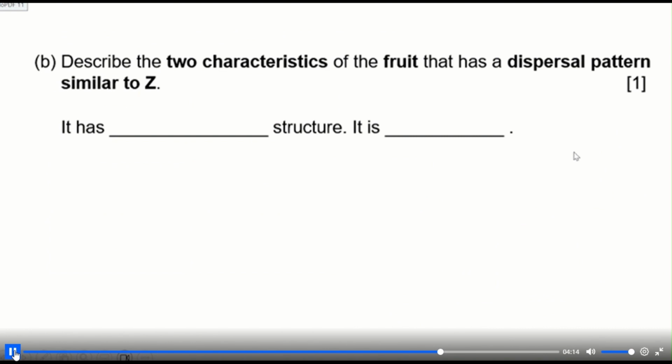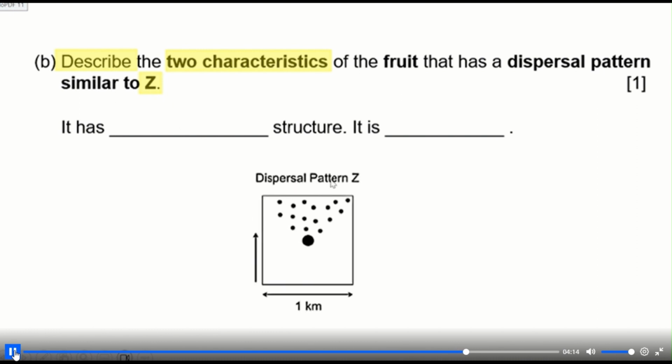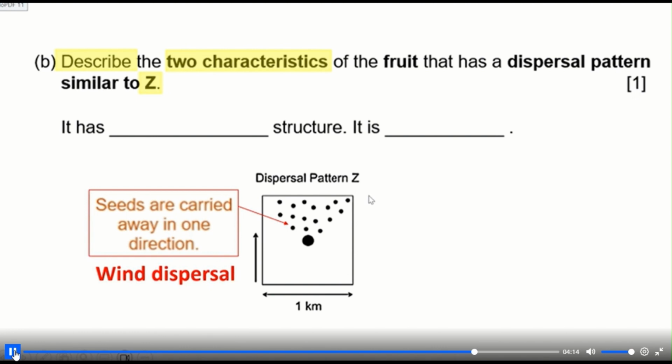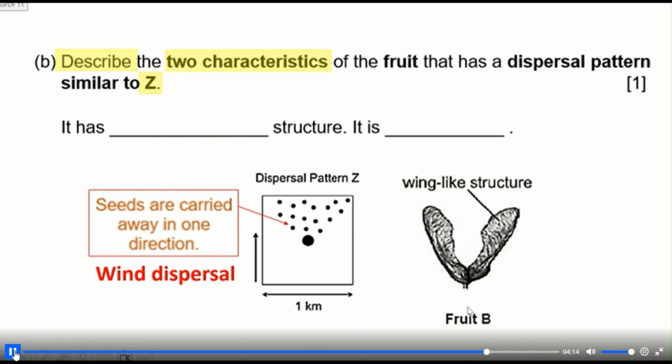And for part B, they want us to describe two characteristics, two features of the fruit that has the dispersal pattern similar to dispersal pattern Z. So for dispersal pattern Z, the seeds are all scattered in one direction, carried in one direction. So we see that it is by wind dispersal method. So for wind dispersal method, it is by fruit B.